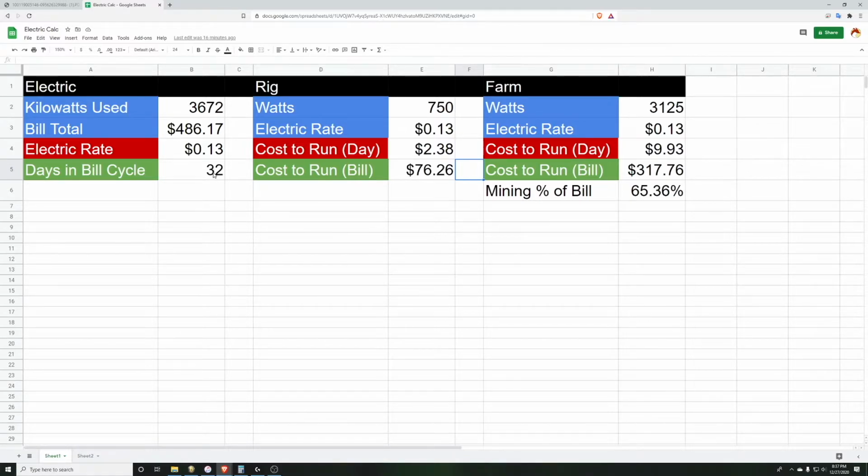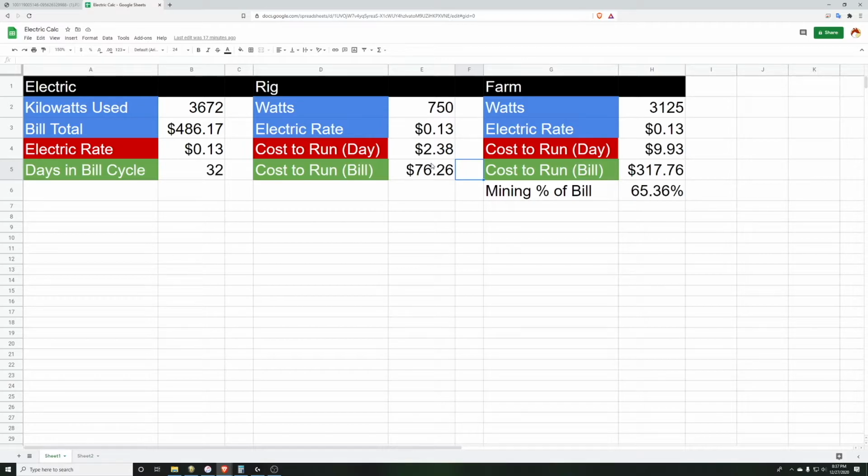Now, let's take that 32 days in this billing cycle and figure out how much it would cost to run this through that whole bill, or how much it did cost to run this through that whole billing cycle. And that was $76.26. So that's the number that you would maybe want to know you're paying out of pocket, or you want to sell some of the stuff you mine to cover, or just that's the number you know you have to hit, and then everything else afterwards would be profit.